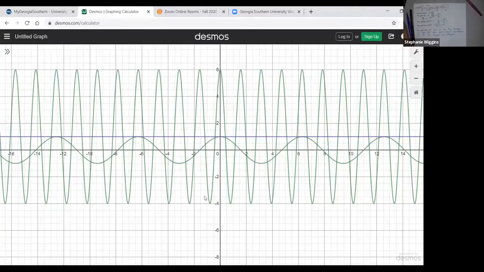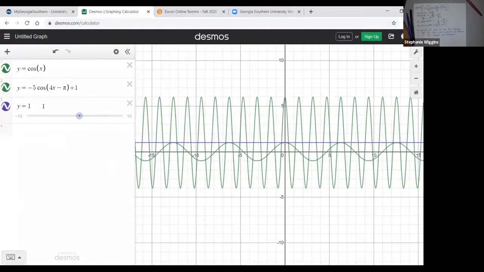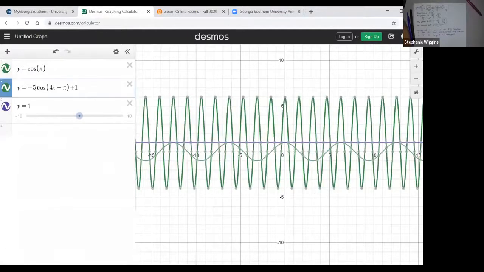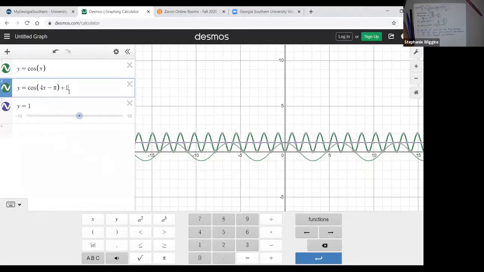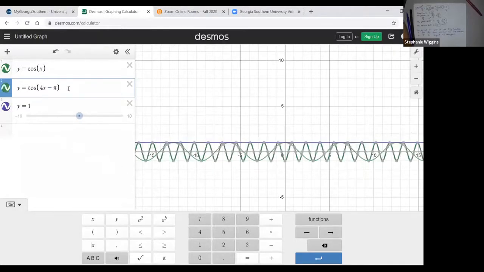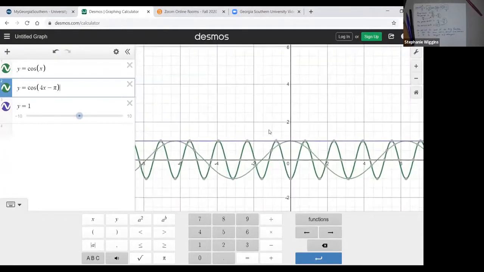Let's see here. It's really hard to see. Maybe I should change my graph a little bit here, just so we can see it better. Let's take out the 5. And let's go ahead and take the negative out. And let's take out the 1. And just focus on the phase shift now. So now I'm going to zoom in here.